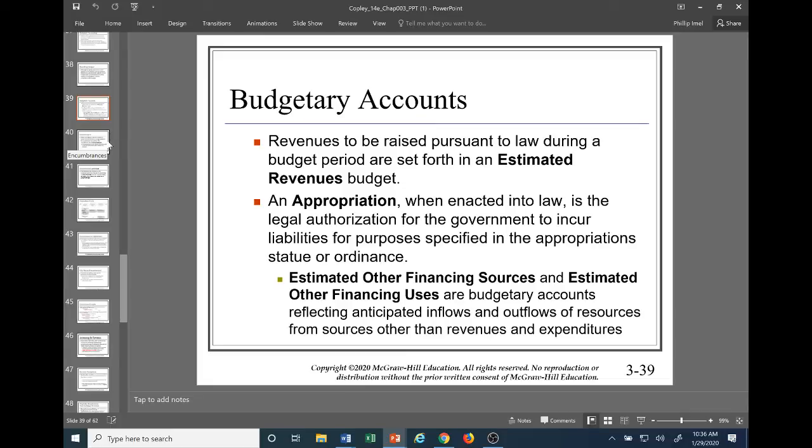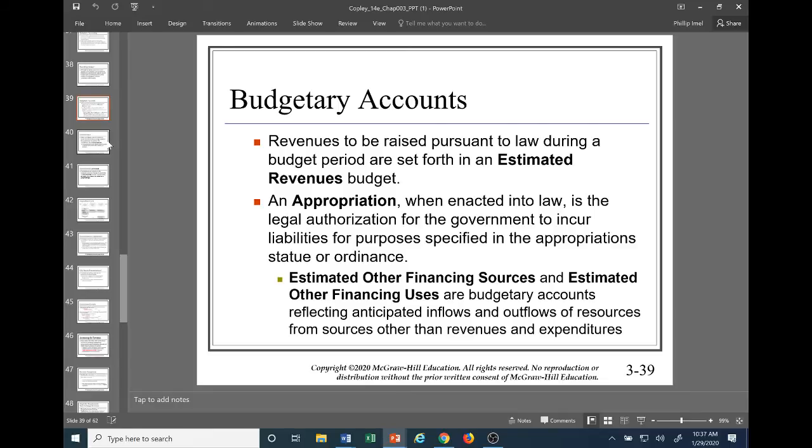So what are some of the budgetary accounts? Revenues to be raised pursuant to law during a budgeted period are set forth in an estimated revenues budget. So estimated revenues when we're setting the budget are revenues to be raised pursuant to law during a period, whatever the budgeted period is, a fiscal period usually. An appropriation, when enacted into law, is the legal authorization for the government to incur liabilities for purposes specified in the appropriation statute or ordinance.